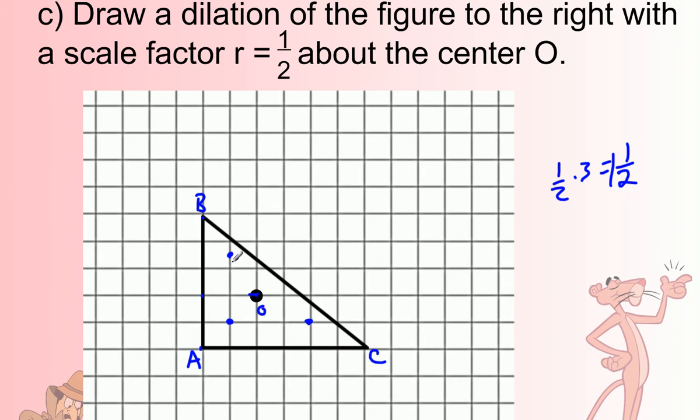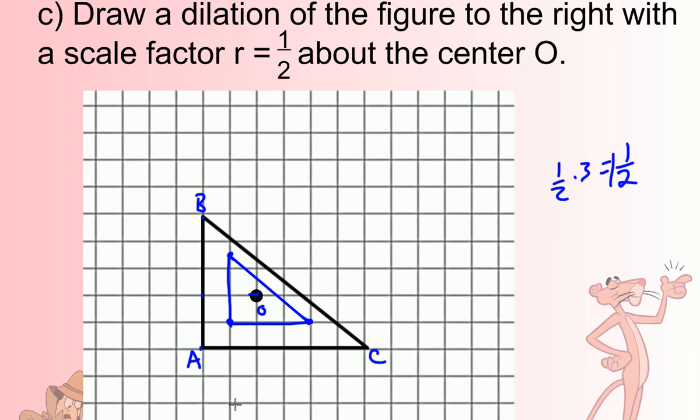So I think if I connect these 3 points, that should be my new image of A prime, B prime, C prime. That last line got a little out of shape here. Oopsie, I meant to use a line tool. That. So that's A prime, B prime, C prime, dilated with a scale factor of 1/2.